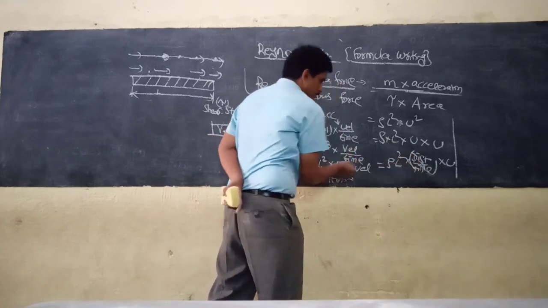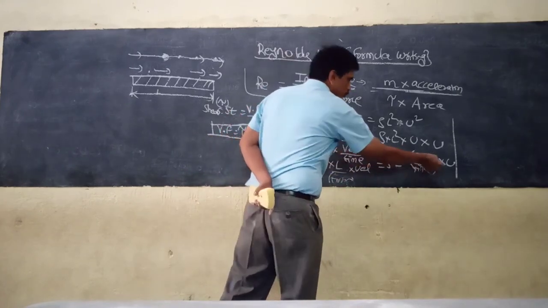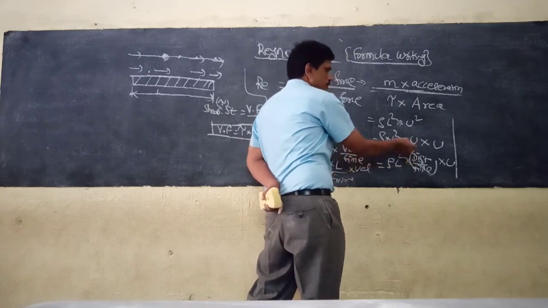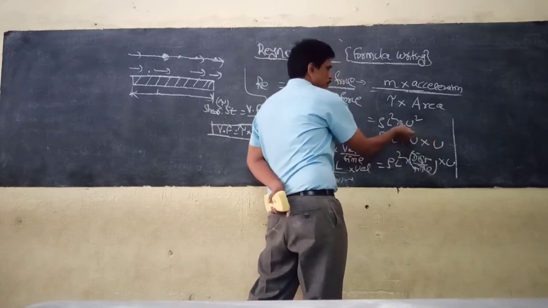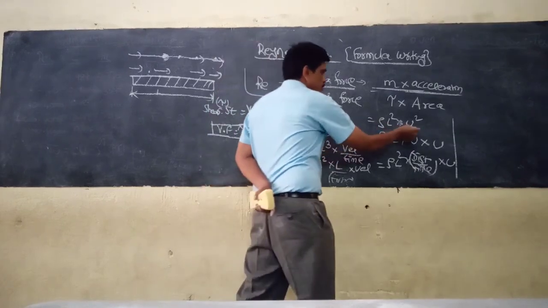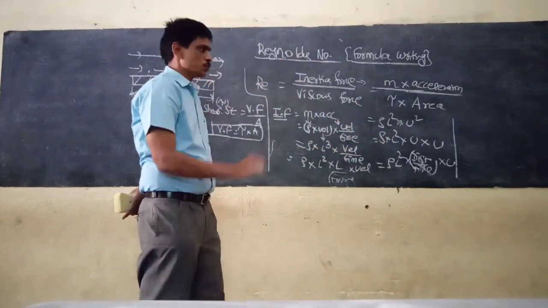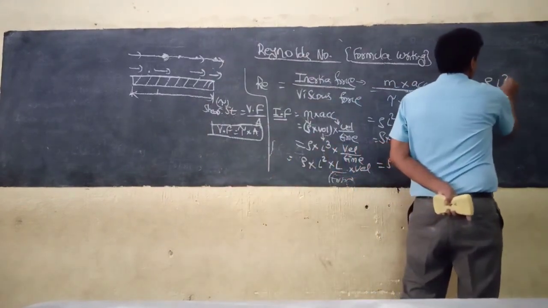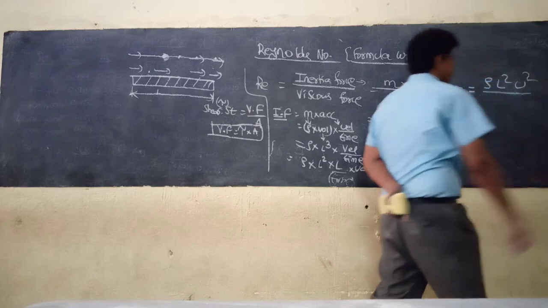L by time, L is nothing but distance. Distance by time into u. So rho into L square, distance by time is nothing but u. U into u becomes u square. So the formula for the impulse force is rho into L square into u square. So I have written the numerator rho into L square into u square.